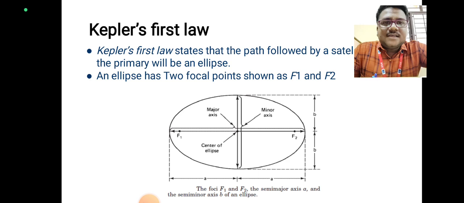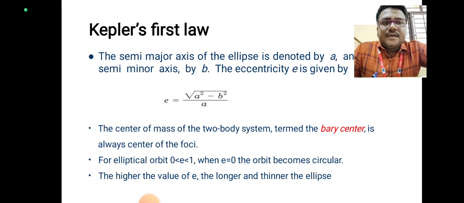Consider an example where there is an elliptical path which has two focal points, F1 and F2, and there are various parameters that deal with this ellipse. We have the semi-major axis, the semi-minor axis, and the center of the ellipse. He stated the formula for the eccentricity e, which is given as e equals the square root of a square minus b square, divided by a. Here the center of mass of the two-body system, termed the barycenter, is always at one of the foci.